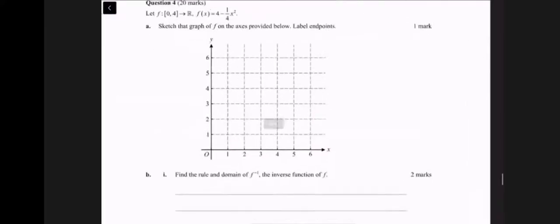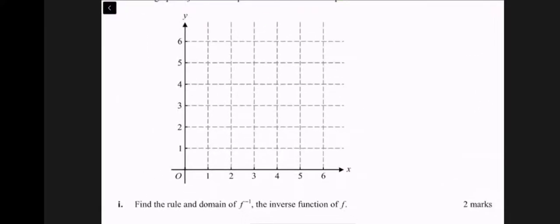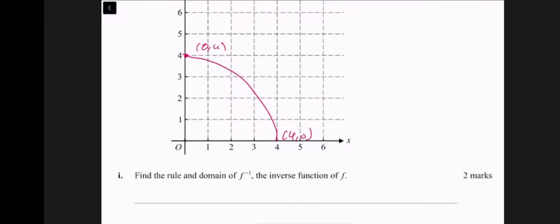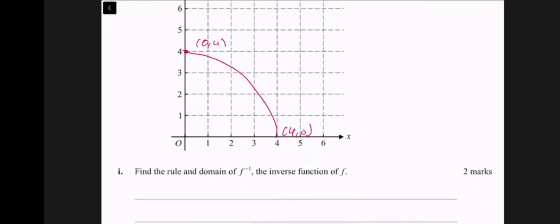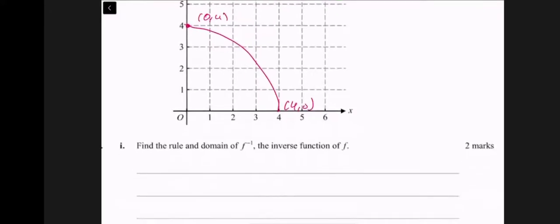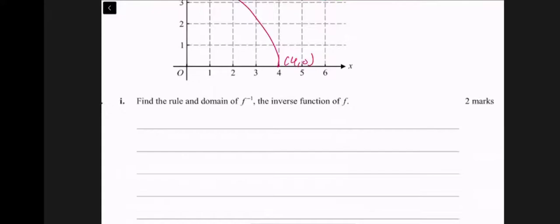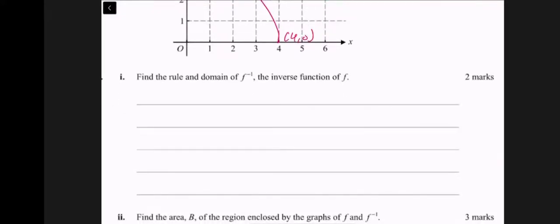But yeah. So question 4, it's just a parabola, and we know how to graph parabolas. It's just like this. And then make sure you graph your endpoints, 0, 4, 4, 0. Just in graphing in general, it's always good to have at least 2 points on the graph. It's like a rule of thumb. So find rule and domain of f inverse x.